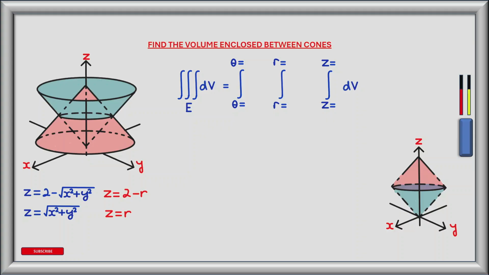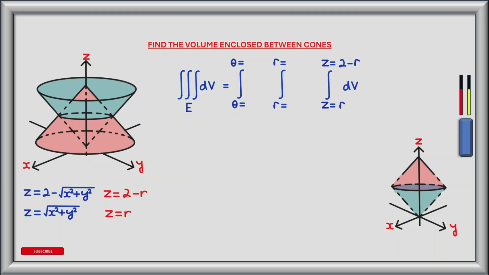The lower limit is therefore the function of the blue cone where z equals r, and the red cone forms the upper limit of integration where z equals 2 minus r. If you remember when we looked at volumes using polar coordinates, we multiplied by a height component, which was the difference between the upper function and the lower function. Well, this is essentially the same thing, except we are now using an integral to do this.